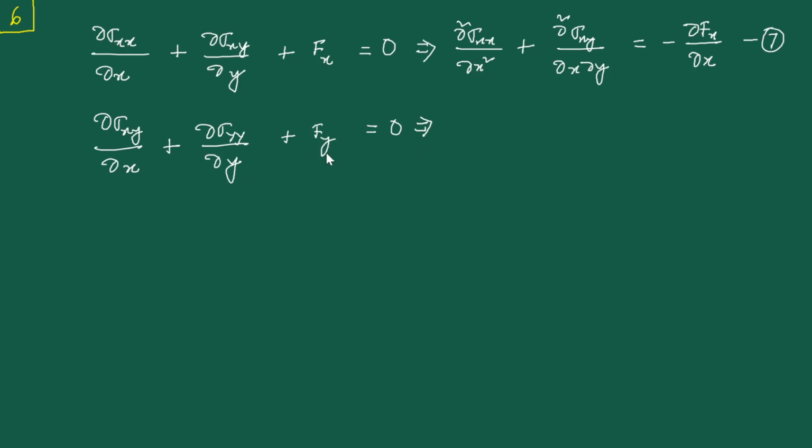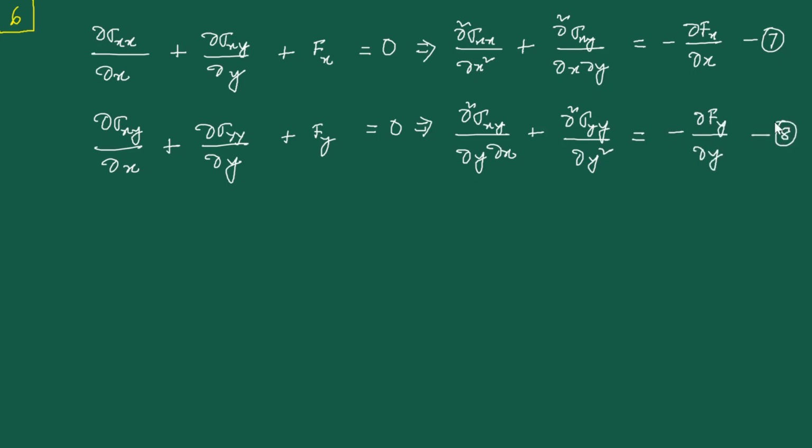Similarly, we'll differentiate the second of the stress equilibrium equations with respect to y, motivated by the desire of introducing a del square del y square for the sigma yy term. If we do that, we obtain this equation, and on the right hand side I have the del fy del y. Let's call this equation number 8.